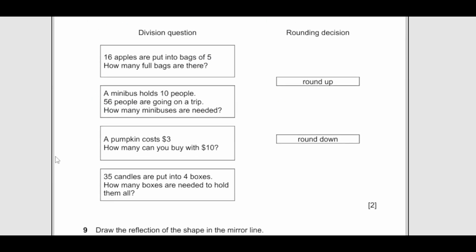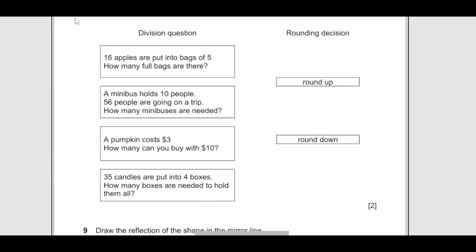Now the next one we have, draw a line to join each division question to the correct rounding decision. So that means we are going to divide here. 16 apples are put into bags of 5. How many full bags are needed? So 16 divided by 5 gives you 3.2. I'm just writing here 3.2, right?